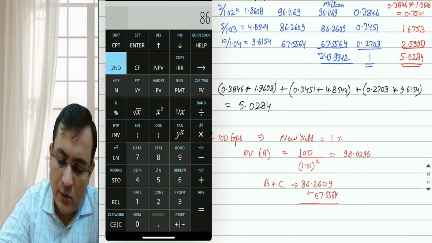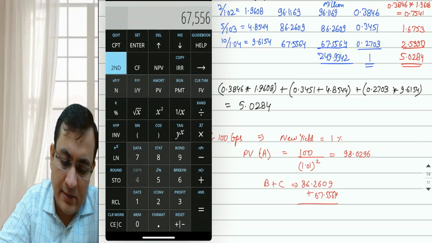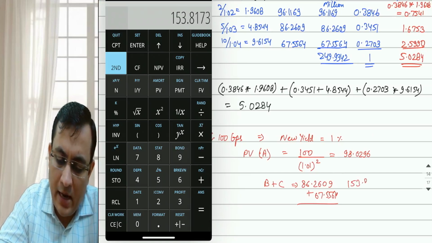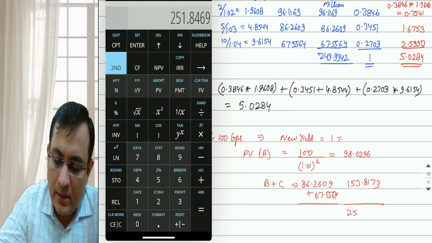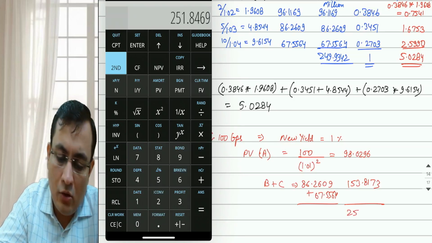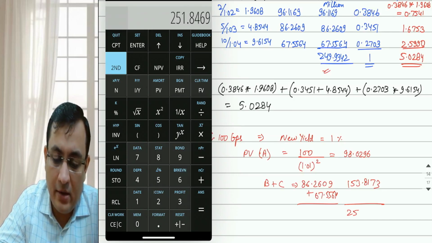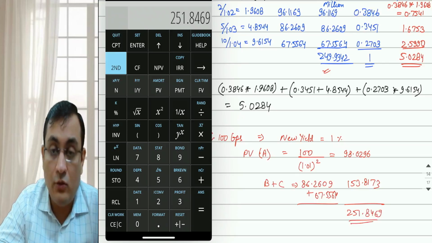So 86.2609 plus 67.5564, these are in millions, equals 153.8173, and the overall bond portfolio will become 153.8173 plus 98.0296. The value of the portfolio will go from 249.9342 to 251.8469. So what is the percentage change?